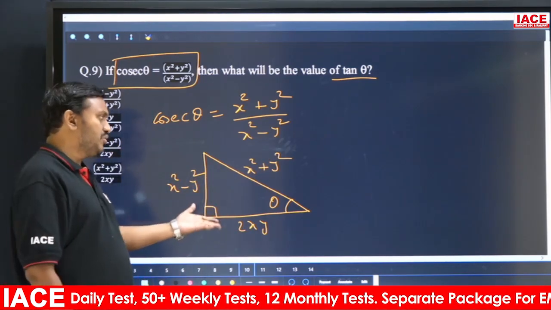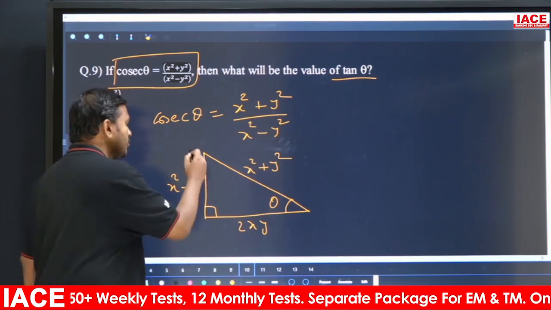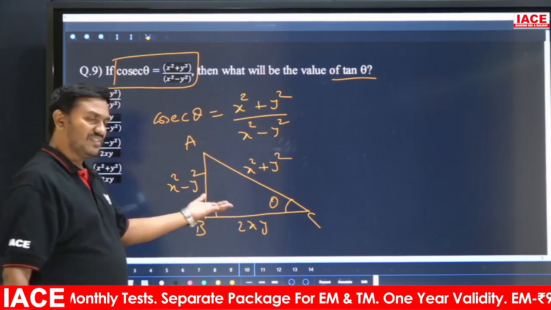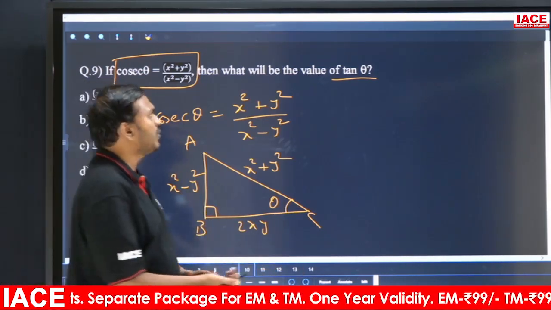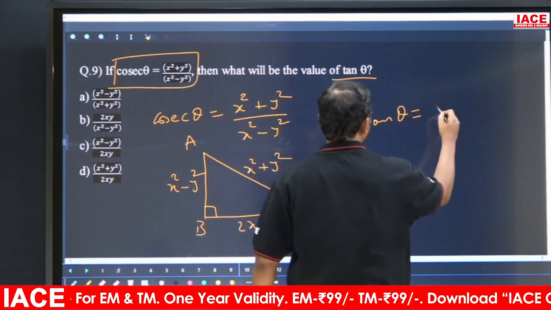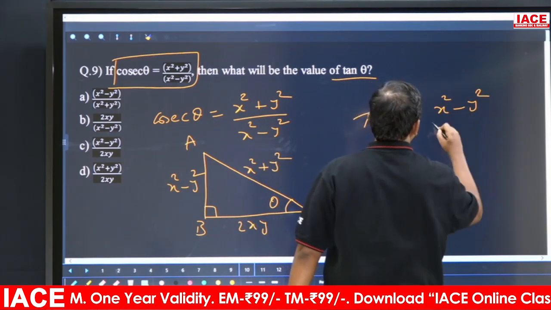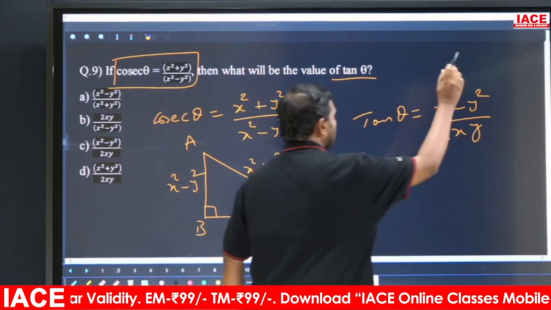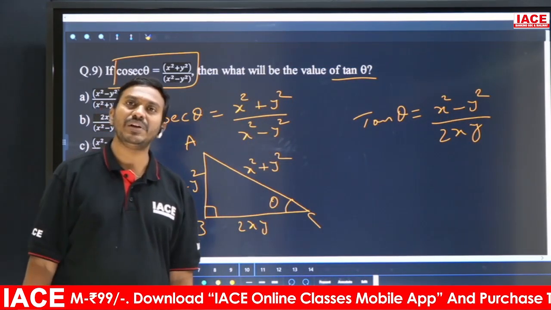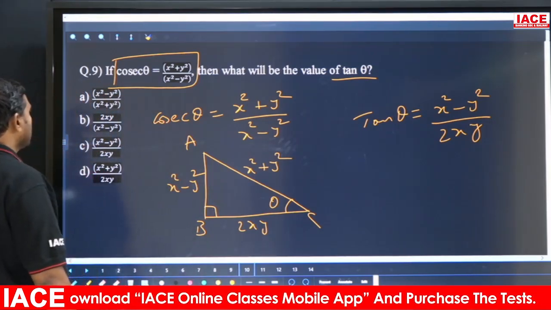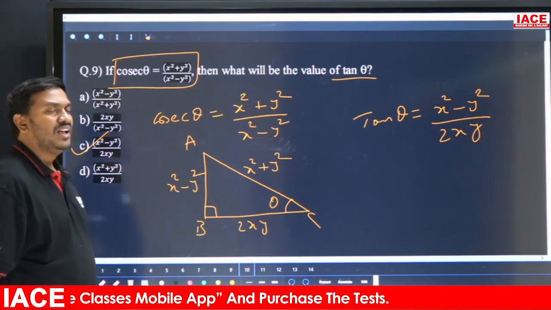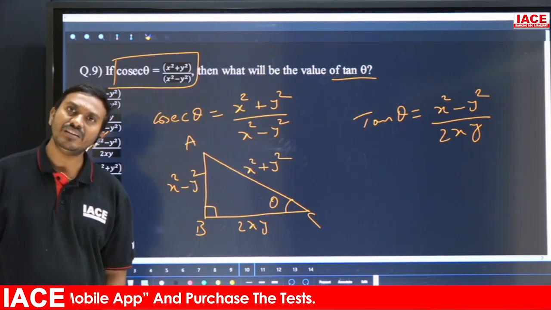Right? Someone says: no sir, I want to use Pythagoras theorem. Use Pythagoras theorem. AC square equal to AB square plus BC square. Then we'll get 2xy only. Right? What we have to find? Tan theta. What is tan? Opposite by adjacent. What is opposite? X square minus y square by adjacent. What is adjacent? 2xy. So tan theta is x square minus y square by 2xy. So option C is the right answer.